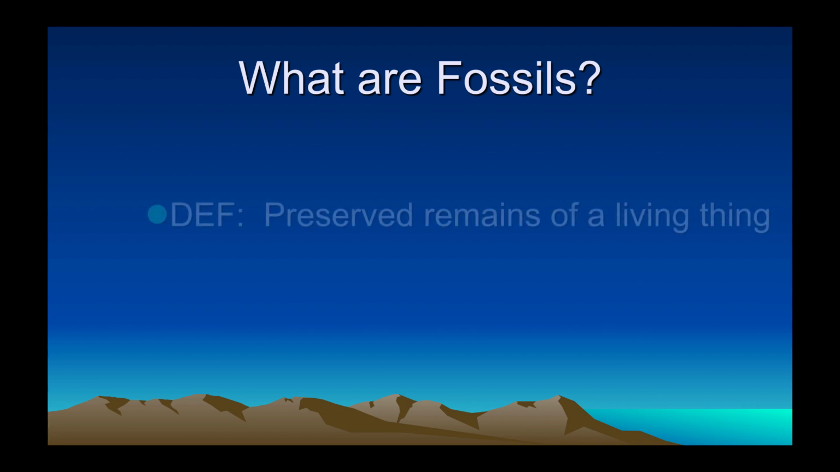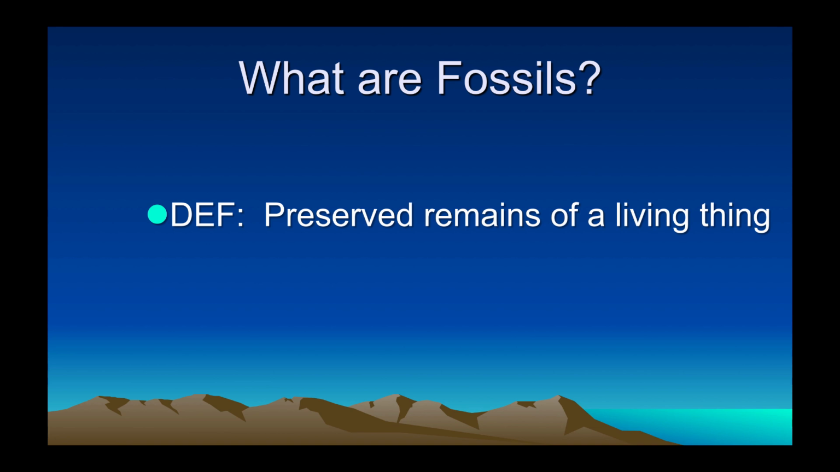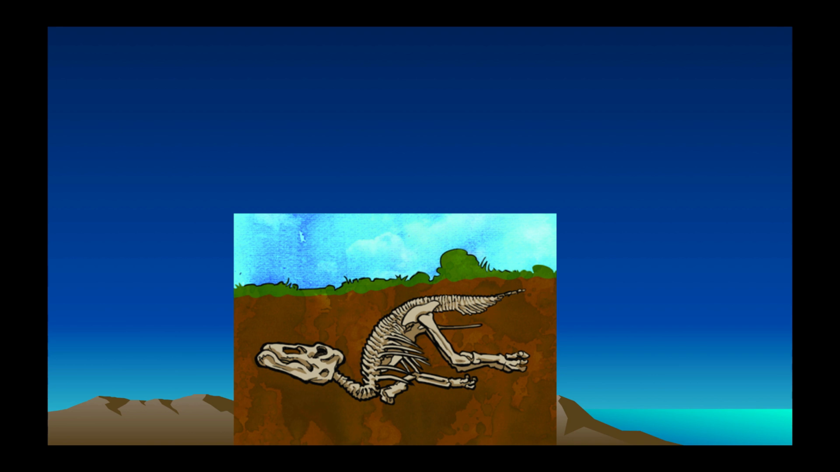Next, let's look at what fossils are. Fossils are a preserved remain of a living thing. How do fossils form? Well, when something dies, and it oftentimes gets buried, there will be some things that decay quicker than other things. And one of the last things to decay is going to be the bones. Now, if the conditions are just right, the bones won't decay, and over the years, more and more soil will form over the top of it.